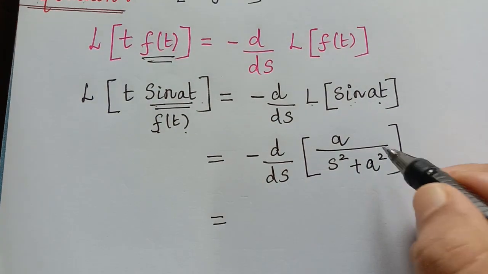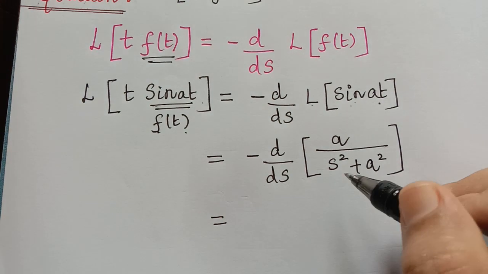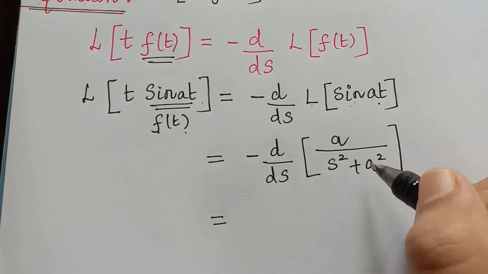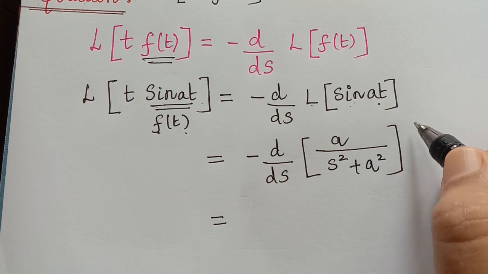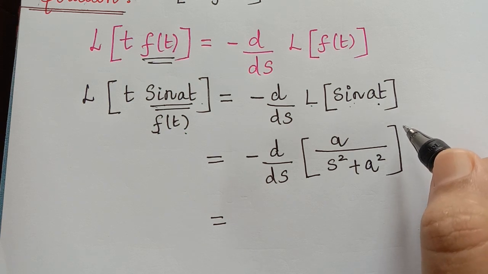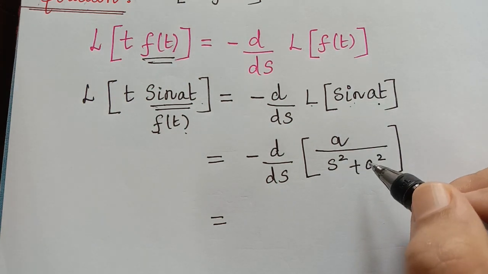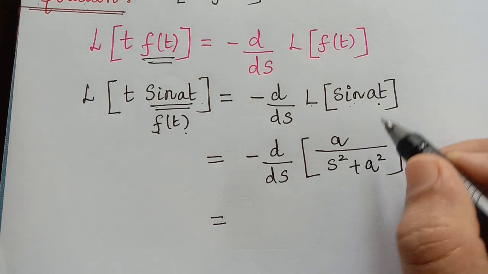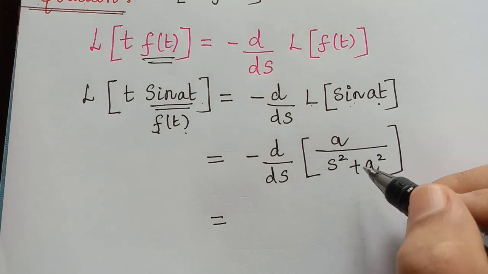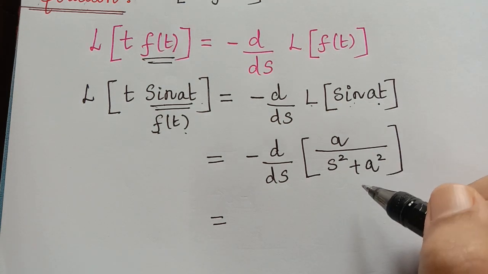We can use the u by v method and differentiate this, or we can take s square plus a square to the numerator, raised to the power minus 1, and use the formula for the differentiation of x to the power n. So in these two ways we can differentiate this. As of now I will use the u by v method, because when we have cos at, it will be s divided by s square plus a square, where we definitely have to use the u by v method.